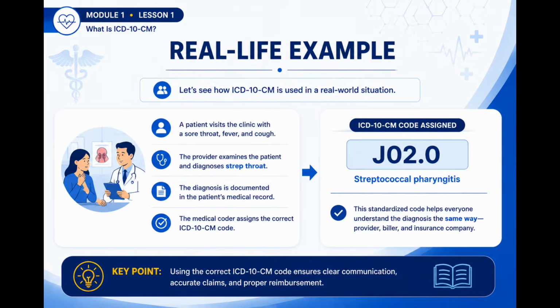Let's look at a simple real-world example to see how ICD-10-CM is used. Imagine a patient comes to the clinic with a fever, sore throat, and cough. After examining the patient and reviewing any necessary tests, the provider diagnoses strep throat. Instead of writing only the diagnosis, the medical coder assigns the ICD-10-CM code J02.0, which represents streptococcal pharyngitis. This standardized code helps ensure that everyone involved, including the provider, biller, and insurance company, understands the patient's diagnosis in the same way.